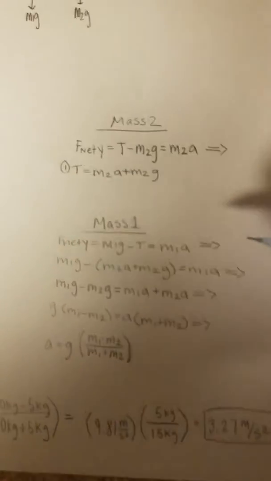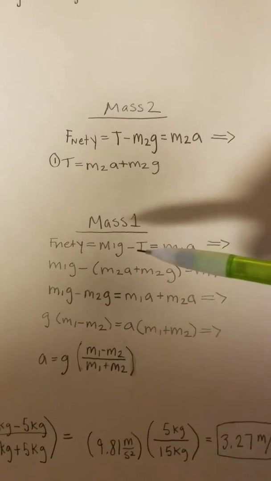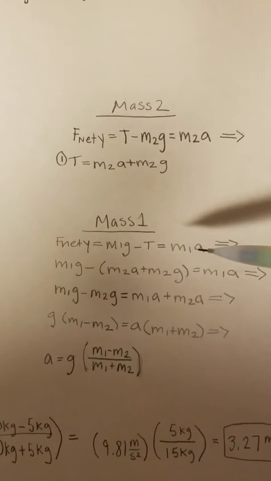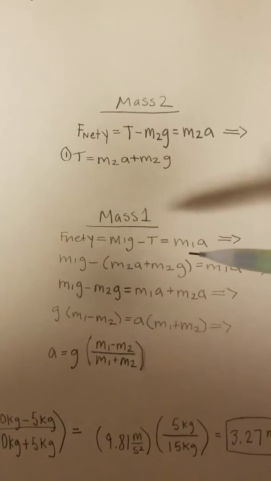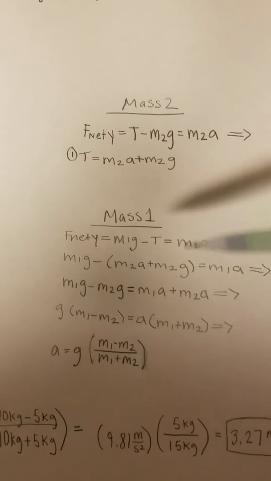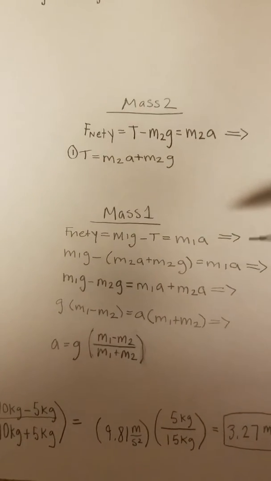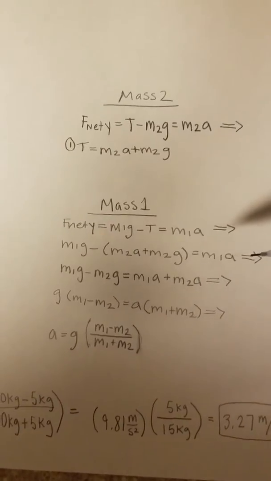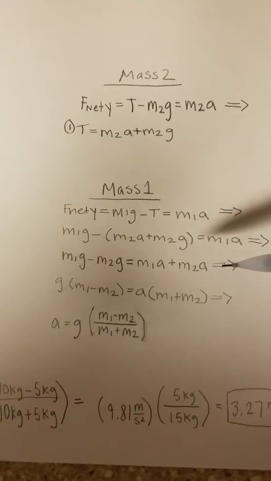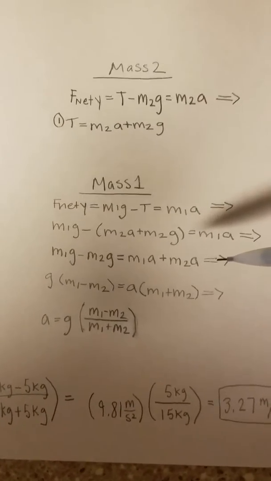We then move on to our first mass and see that F net in the y direction is equal to m1g minus T, which is then equal to m1a. We rearrange this and also plug in the equation we got for tension, so m1g minus (m2a plus m2g) is equal to m1a. Then we rearrange this again to see that m1g minus m2g is equal to m1a plus m2a.